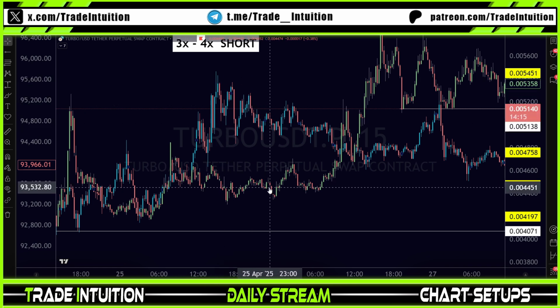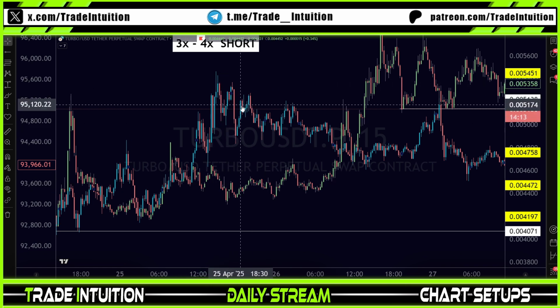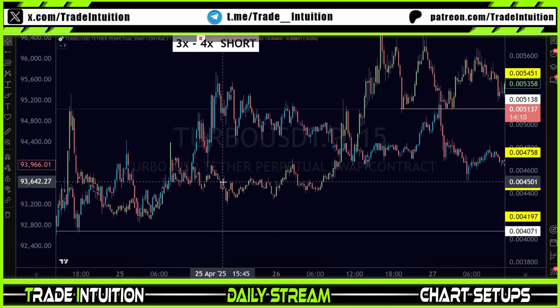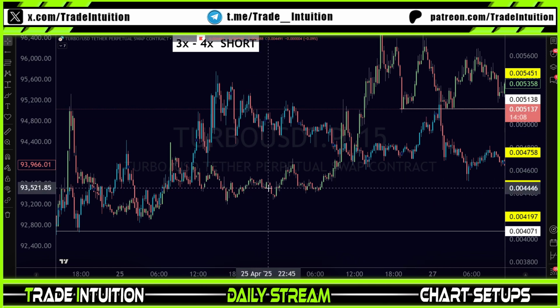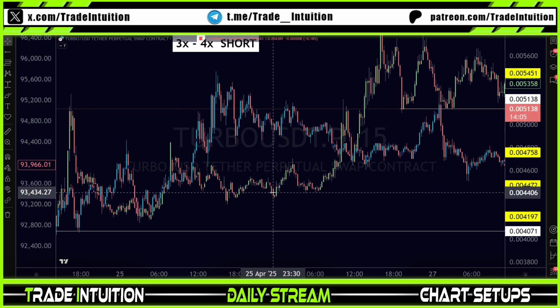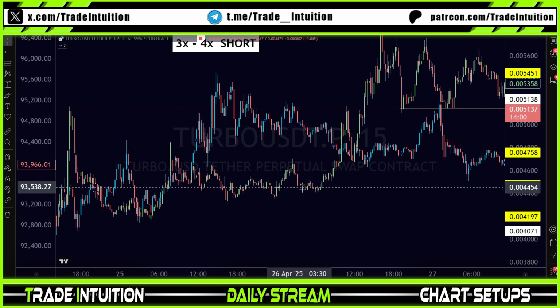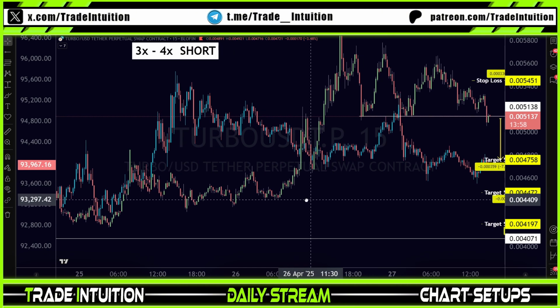Bitcoin's coming down. Is this coin coming down? So here we can see Bitcoin is coming down. However, this coin, it came down and now it's just going sideways. As Bitcoin's coming up, it starts coming down again. So at this moment, it is mirroring Bitcoin.